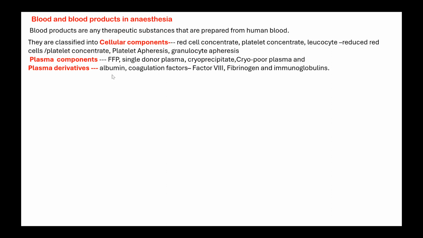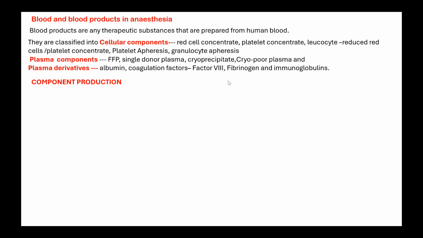This albumin is not produced from a single person's donation. It requires 1,000 to 10,000 donations, and it is prepared in the pharmaceutical industry. That is why the word blood products can also be accepted along with blood components. The other coagulation factors, factor 8, fibrinogen, and immunoglobulin, are all called plasma derivatives, and they are separated, and then other pharmaceutical changes are needed to manufacture them and then market them.